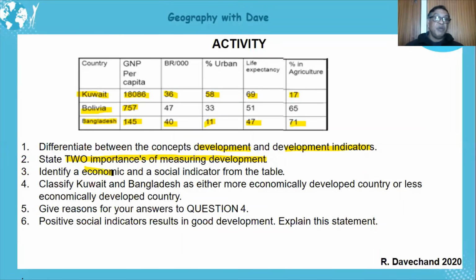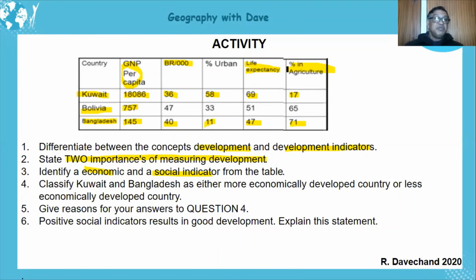Identify an economic and social indicator. We can see economic, GDP. Can you see it? Social indicator, birth rate per thousand, life expectancy. Economic, telling you how many people are involved in agriculture. Can you see?